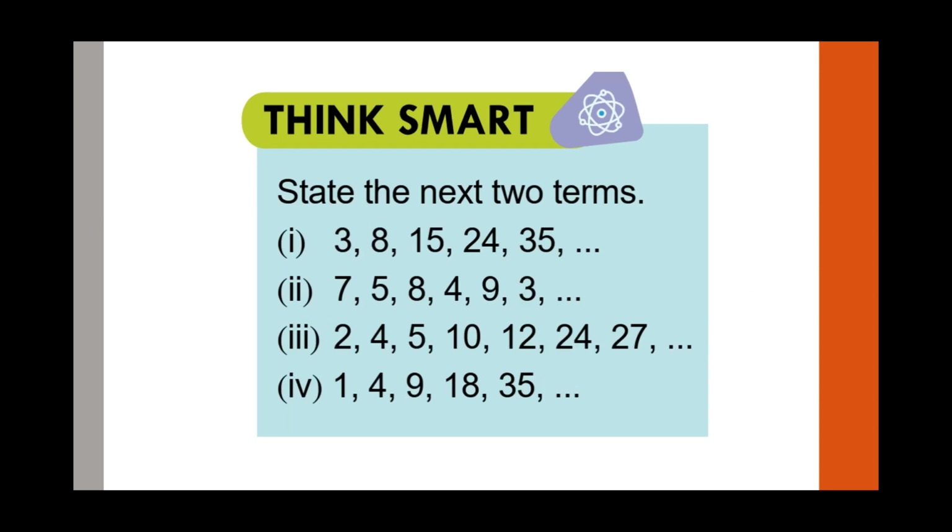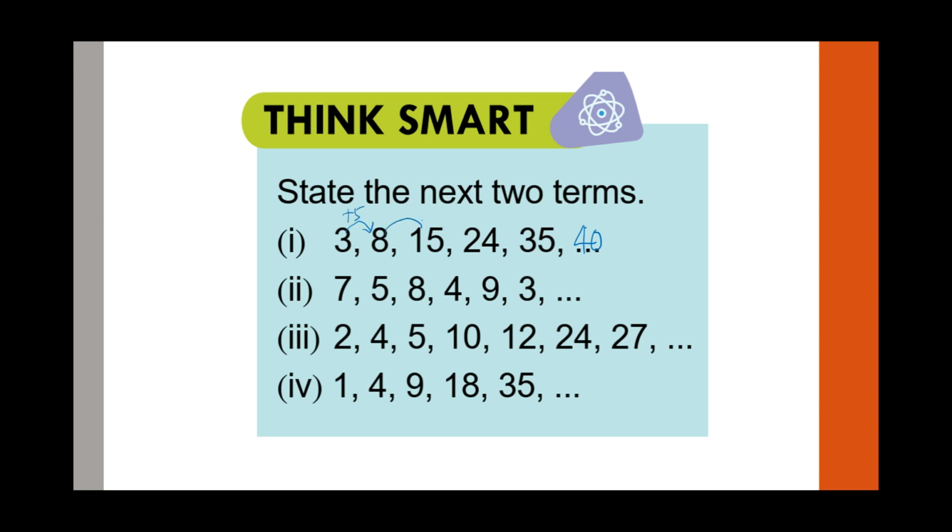Another think smart over here, find the next two terms. So you try to figure out this one on your own. We try to do the first one here. 3, 8, 15, 24, 35. What do you think will be the next number? 40. Why 40? You have to add 5. The pattern is adding 5. If you see, this is adding 5.